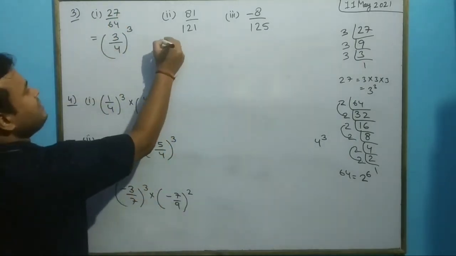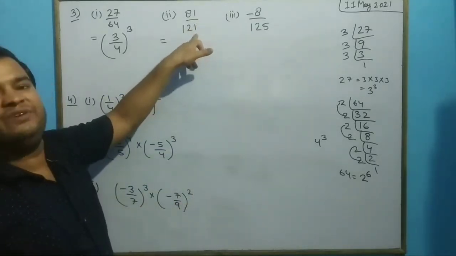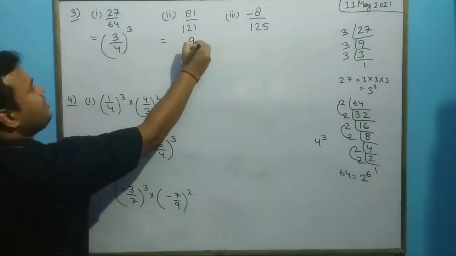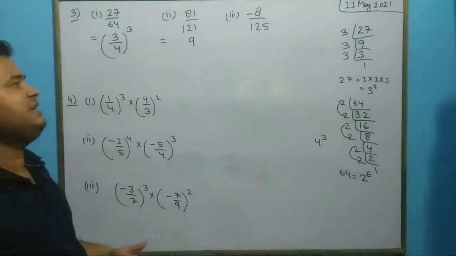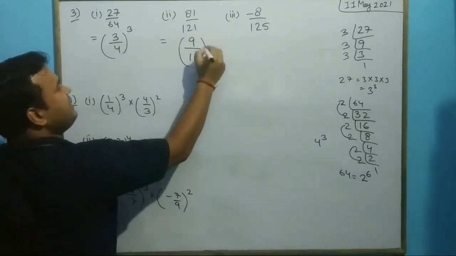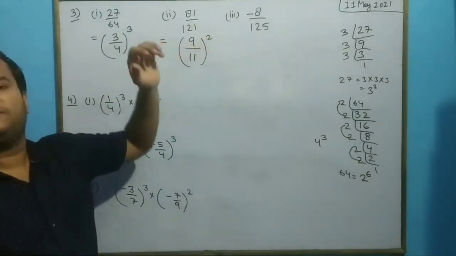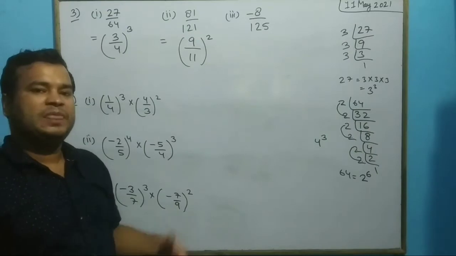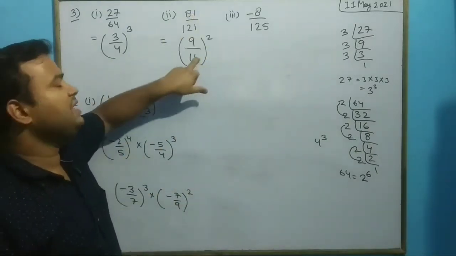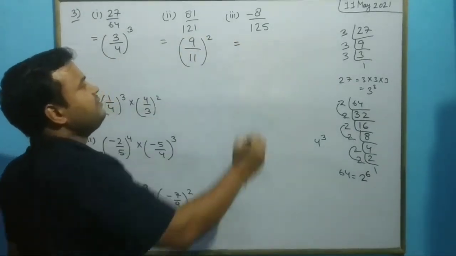Okay. Now again let us see here 81 and there is 121. Okay. 81 is the square of 9. 9 9 is 81 and 11 square is equal to 121. Okay. So you can see the prime factorization of them and we will get the answer. That 9 into 9 is 81, 11 into 11 is 121. Okay. Again here let us see.